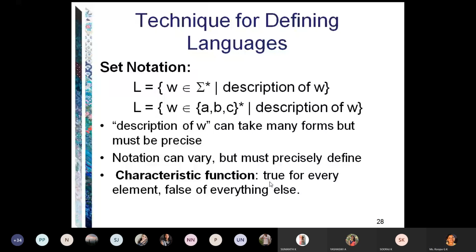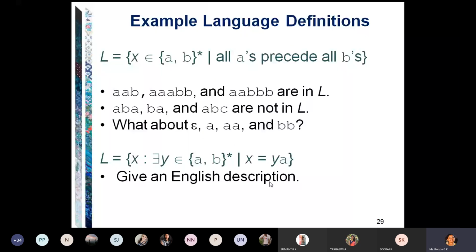Example, as per our description, see here, L is equal to {x ∈ {a, b}* | all a's precede all b's}. Instead of w, they wrote x, but it is better to use w only, as I told you earlier. All a's precede all b's: if there exists an a, then it should precede all b's. Now, example, aabb, because there are two a's, they are followed by b's. It is belonging to the language.